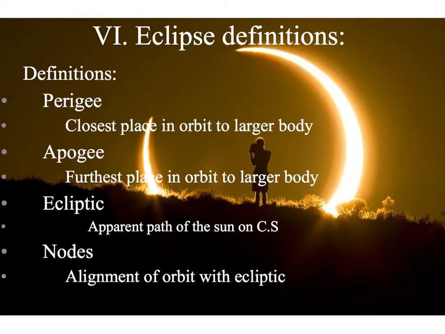As we've said before, the ecliptic is the path of the sun on the celestial sphere, and nodes is when any orbit aligns with the ecliptic. So that would be the alignment of the moon on the orbit of the sun, or on the path of the sun.